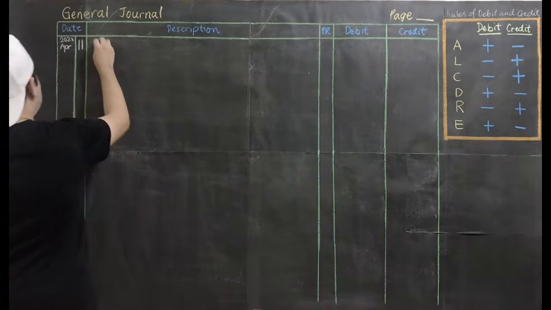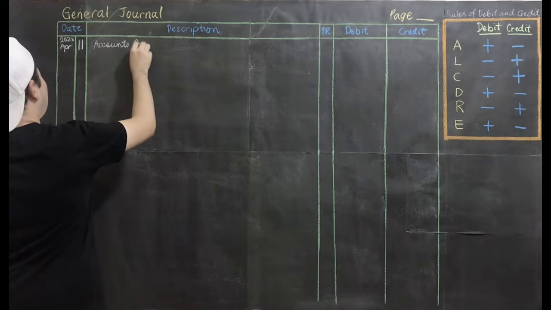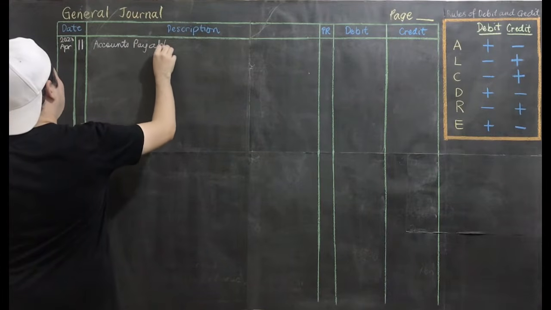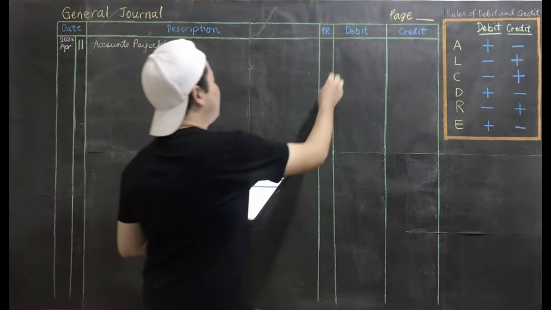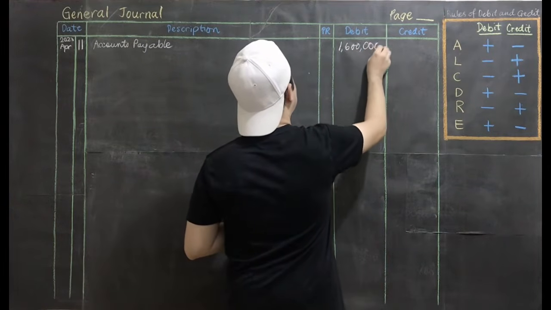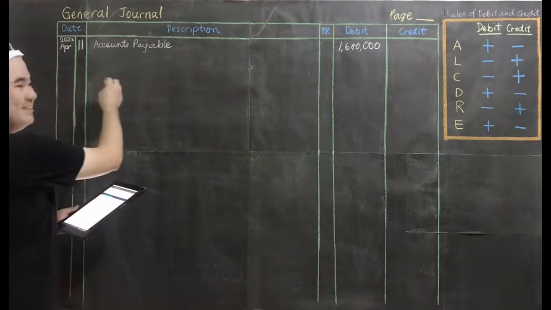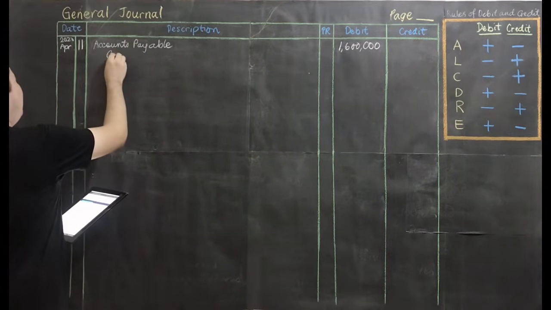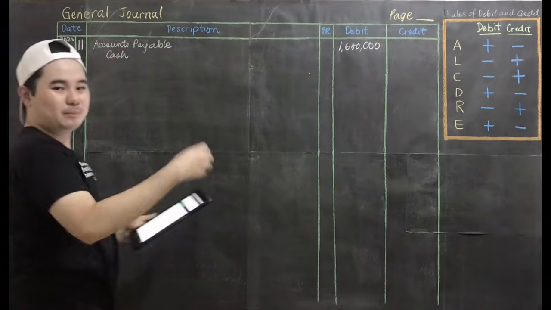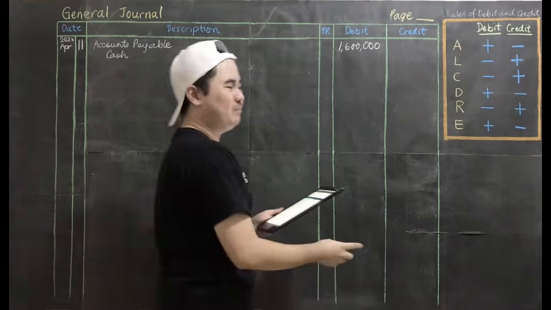So, debit accounts payable. Nung binayaran mong amount ng utang na 1,600,000. Siyempre, anong pinambayad mo? O, ganun na naman ulit. Credit, cash. Diba? Habang napapractice kang mag-entry, mas nakukuha mo siya na mas madali.